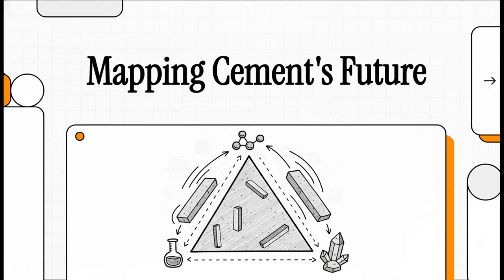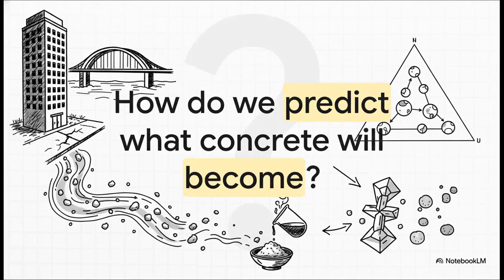Today, we're going to decode the chemical blueprint of one of the most essential materials on the planet, concrete. And we're going to see how a surprisingly simple-looking map can actually predict its future. I mean, think about it. We see the finished product all around us. Buildings, bridges, you name it.